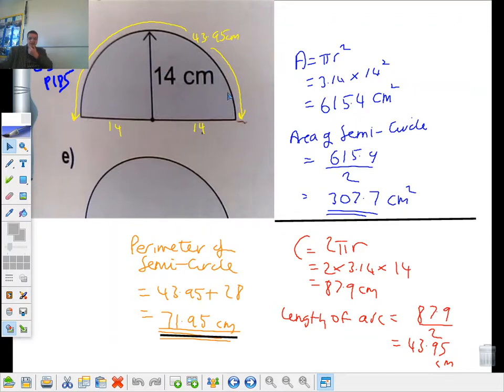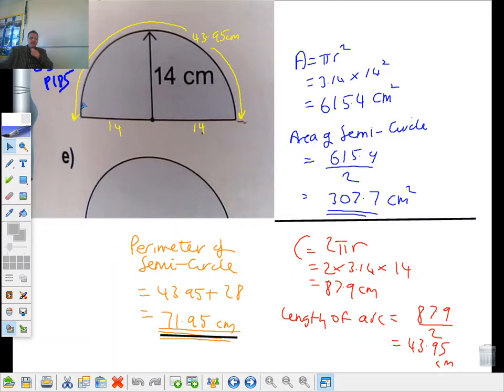Now to do the perimeter, we need to work out the circumference of the entire circle. So here it is, C equals 2 pi r. But the length of the semicircular arc, which I've highlighted in yellow, is going to be the whole circumference divided by 2, which is 43.95, which is why I put it back on the diagram. So 43.95 is the semicircular arc just there.